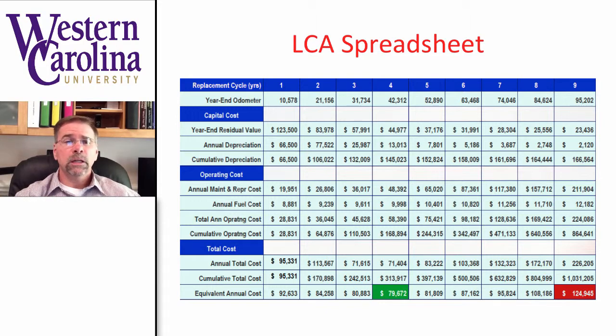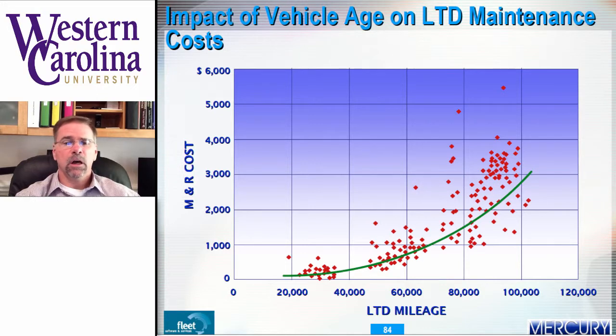One of the things, when you look at the cost of a fleet, you see here a representation of a spreadsheet that compares the capital cost to operating costs and summarizes that as total cost, and then it looks at it in terms of short and long term. One of the things you'll note is that the maintenance and repair costs increase pretty dramatically with the number of miles actually placed on a vehicle. What you'd like to do in your organization is try to document this as much as possible.